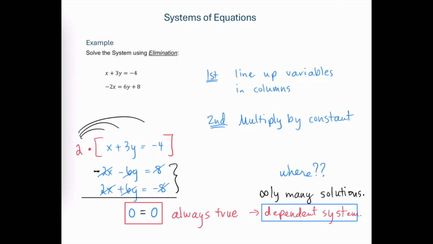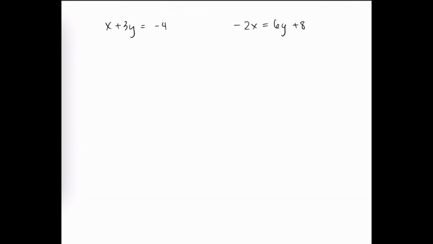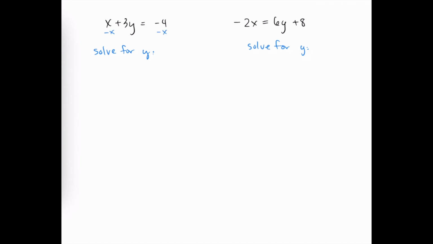But now let's discuss where those solutions are. A dependent system occurs when the two lines are coinciding or when they are the same line. To see this a little bit more explicitly, let's solve both of these equations for y. We'll start by subtracting x from both sides of the first equation. We'll get 3y is equal to negative x minus 4, and then when we divide both sides by 3, we have y is equal to negative 1/3 x minus 4/3.